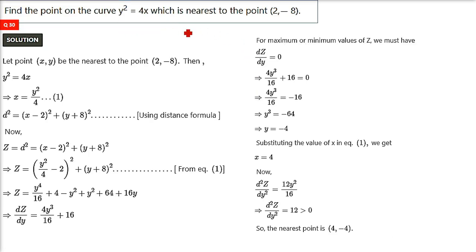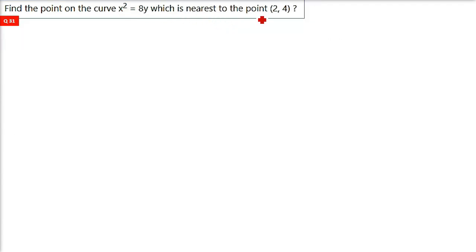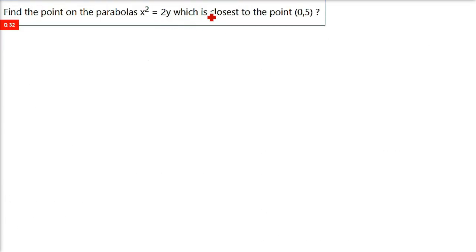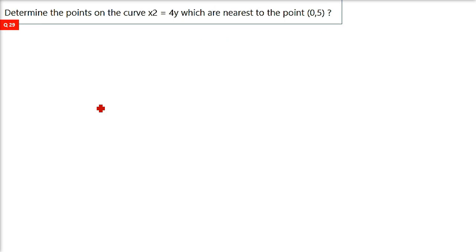Now why I'm showing you all this? Because all these questions are exactly similar. So if you understand one of them, you will be able to use that logic in the others as well. There are 3 to 4 questions which are exactly similar. They have no change at all except the values. Somewhere you have x square equals 4y, somewhere x square equals 2y. Somewhere you have y square equals 2x, somewhere y square equals 4x.